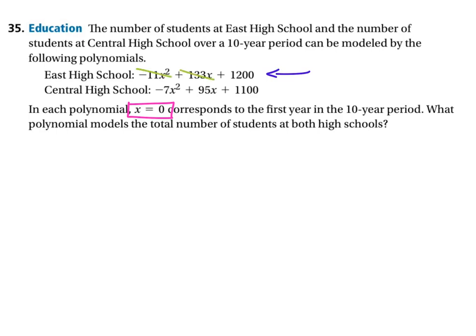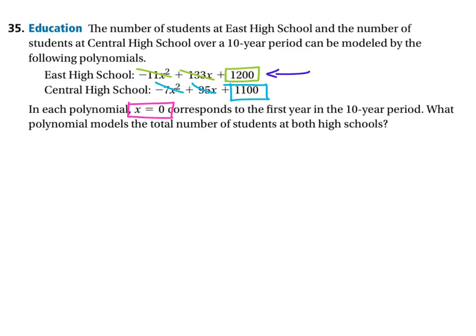So like this would cancel out and this would cancel out, meaning that at year 0, right at the first count, East High School had 1,200 students. And likewise, if x was 0, any term with an x in it would be multiplied by 0 and cancel out. That means at Central High School, during that first year, there were 1,100 kids. Okay. Now, we're not going to worry about the x equals 0. That's just the general idea.